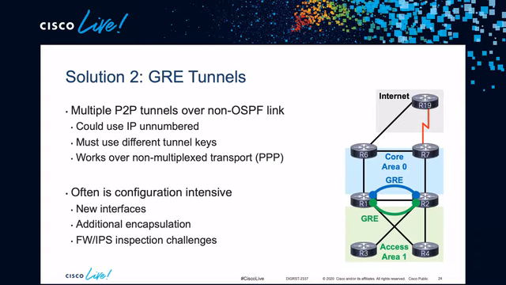Another solution is to use GRE tunnels. So maybe you have a PPP link or something that can't be multiplexed. You can just use GRE tunnels with different tunnel keys. Inside the tunnels, just run different OSPF areas. It's really similar to the previous example, except now you're adding additional encapsulation. You still have new interfaces. And if you have any firewalls in between, you might have some security issues with inspection.